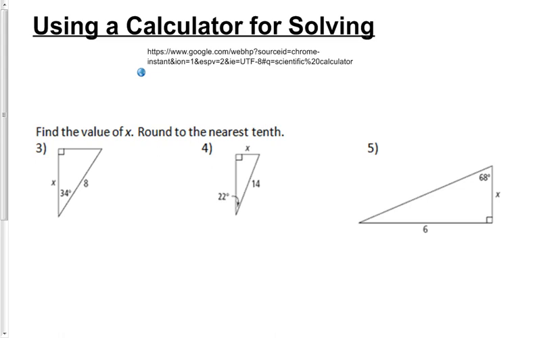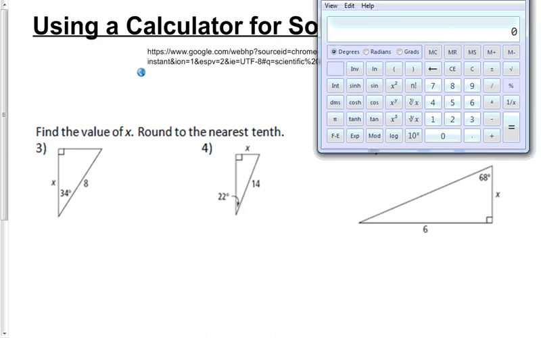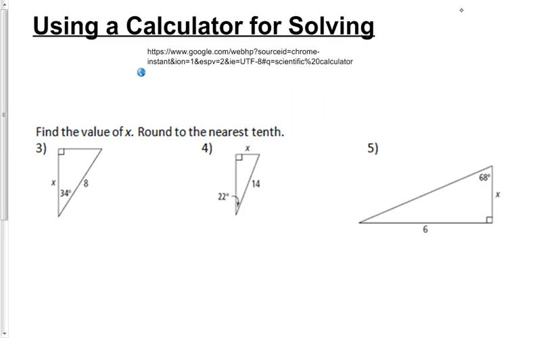So for a graphing calculator or a regular calculator, most calculators have the sine, cosine, and tangent functions on them. So we're going to have to use the calculator to find our things, but we have to first set it up. So for number 3, it says find the value of x. Okay, we have this angle.